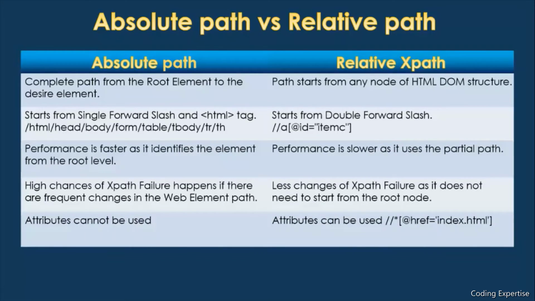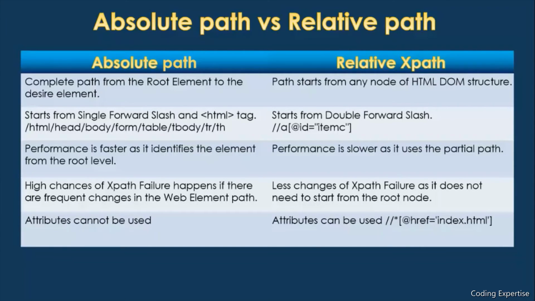On the disadvantage side, there are high chances of failure in absolute path, whereas there are fewer chances of failure in relative path. If a developer is making changes frequently on the root nodes, then obviously there will be failures. And inside absolute path, we cannot use attributes, whereas in relative path we can use attributes. I mean, href, this is called an attribute. Here we have mentioned the path index.html, right? So this is also one of the important interview questions. Just make a note of it and you can present it whenever they ask.